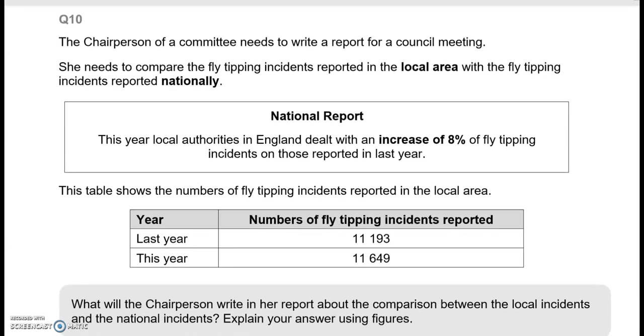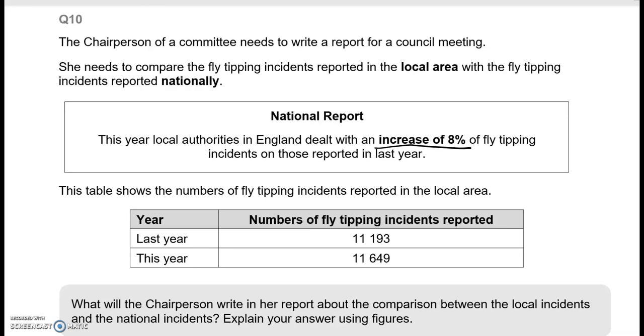Question 10. The chairperson of a committee needs to write a report for a council meeting. She needs to compare the fly tipping incidents reported in the local area with the fly tipping incidents reported nationally. National report. This year, local authorities in England dealt with an increase of 8% of fly tipping incidents on those reported last year. This table shows the number of fly tipping incidents reported in the local area. So that was the national, and this is the local.